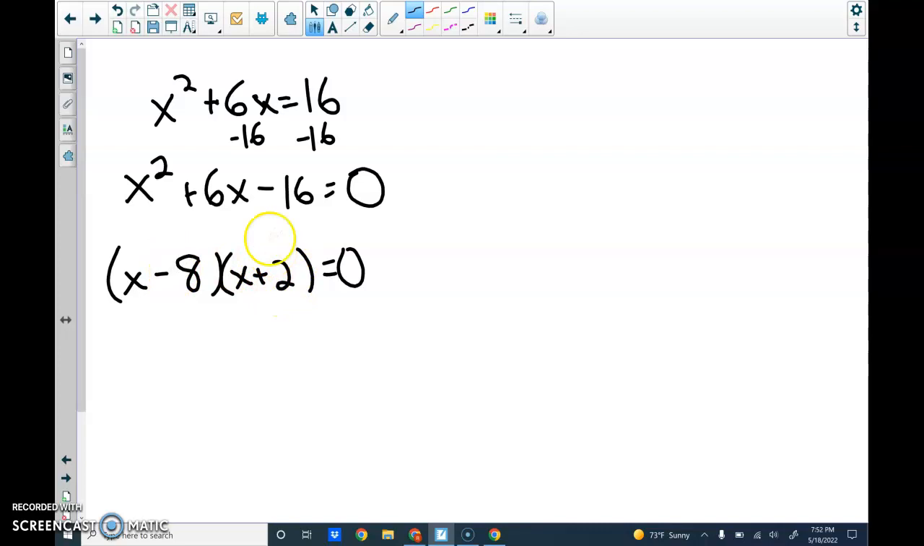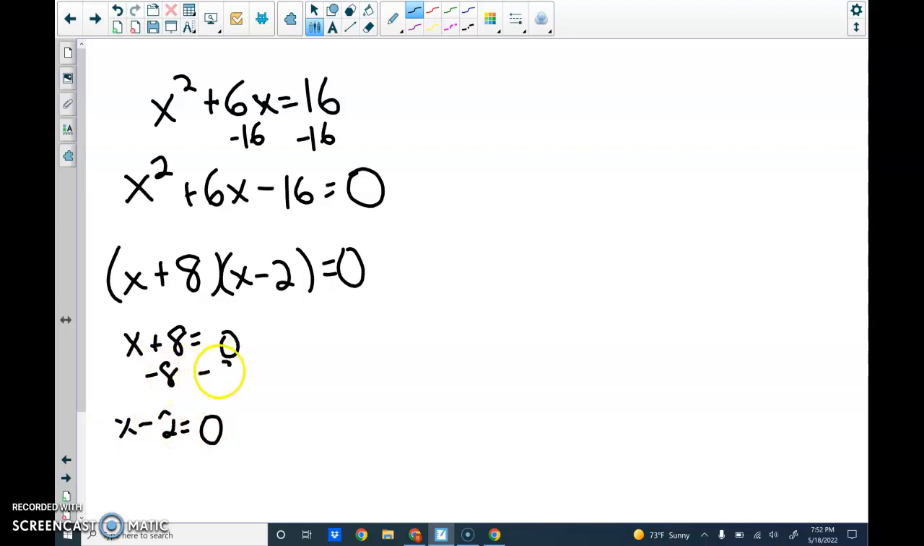So that would be a positive 8 and a negative 2. Just getting ahead of myself there. So positive 8 times a negative 2 is negative 16. Positive 8 plus a negative 2 is positive 6. So remember, to solve these, we're just going to set those equal to 0. So x plus 8 equals 0. x minus 2 equals 0.